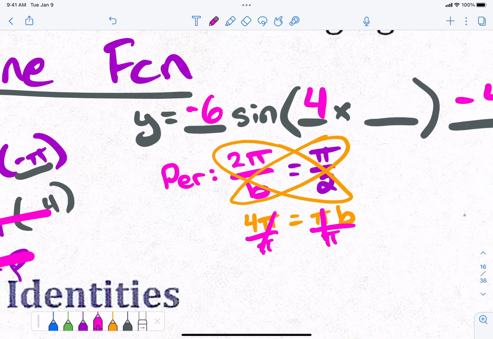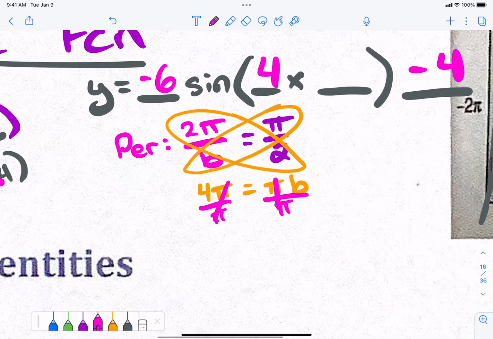Do you see that? So you have to work a little bit backwards. Do you see what we did? 2 pi over b is the formula for period. I set that equal to what I want the period to be. Got it? All right, the next thing is the last thing, and that is phase shift.